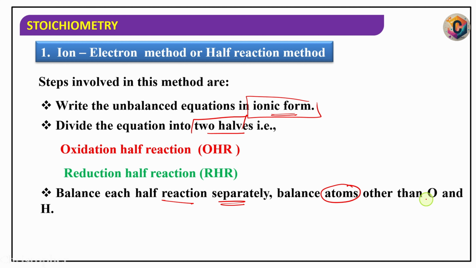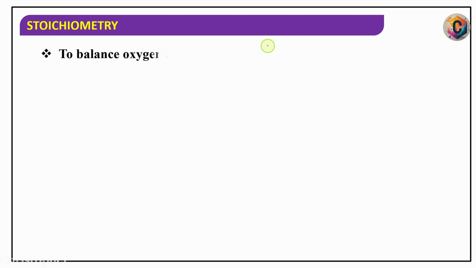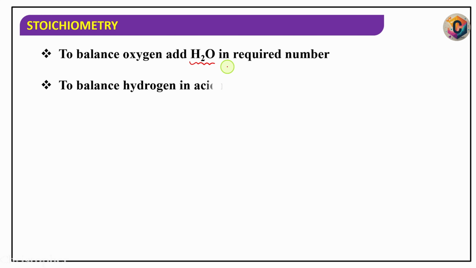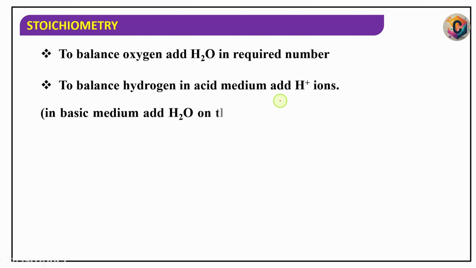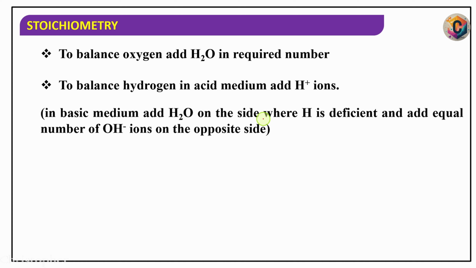Balance atoms other than oxygen and hydrogen. Got it? The next step is to balance oxygen. For that, we are going to add the required number of water molecules. When you introduce water, you are introducing hydrogen. So to balance the hydrogen atoms in acidic medium, you are going to add H plus on the opposite side. Next, if you are using basic medium, you add water on the side where you have a deficient number of hydrogen, and you will be adding an equal number of OH minus on the opposite side.